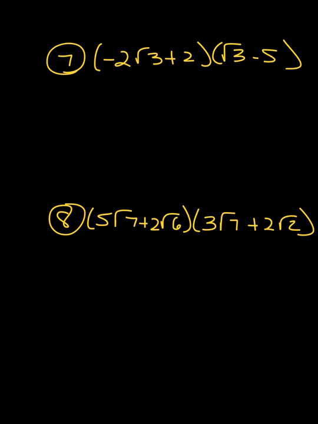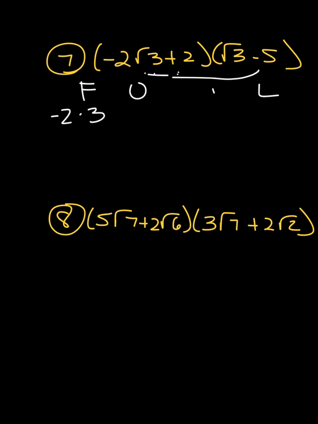In our last problems for today, we're still going to be working with multiplying binomial times a binomial. So in number 7, again, I'm going to use FOIL. So I have negative 2 root 3 times root 3, which gives me negative 2, and root 3 times root 3 gives me 3. My outside, I'm going to get negative 2 root 3 times negative 5.